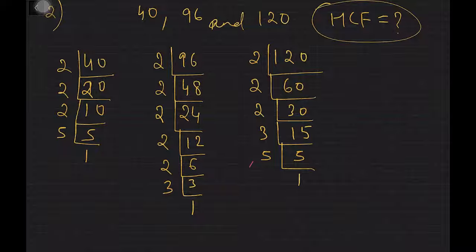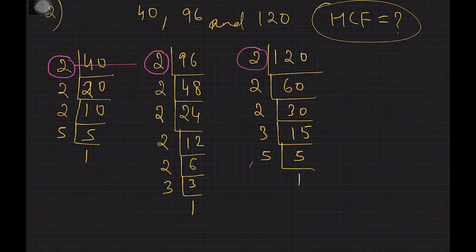So let's map. So we have 2 here and we have 2 here and this 2. So let me draw a horizontal line to connect these 3 2's. Next, let's check if this 2 can be mapped. So yes, we have a 2 for 40. Again for 96 we have another 2, and again for 120 we have another 2. So we can map the 3 2's.